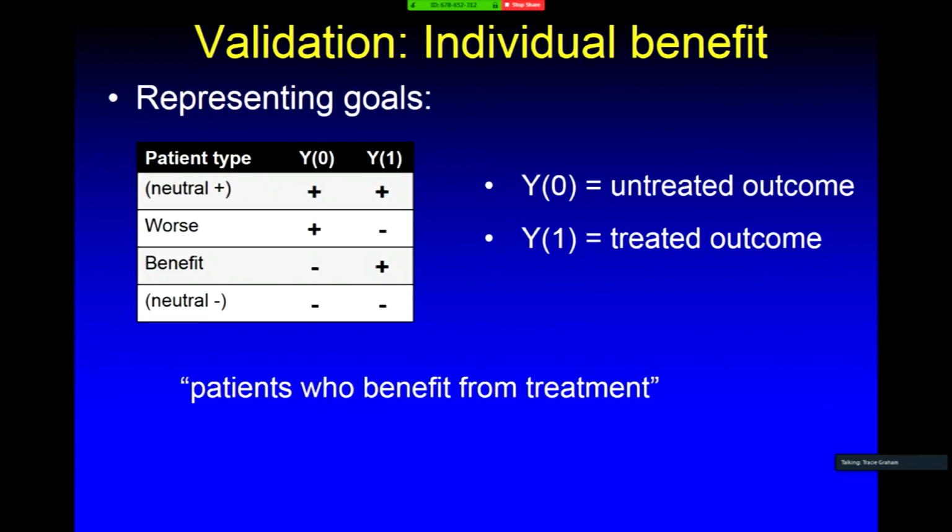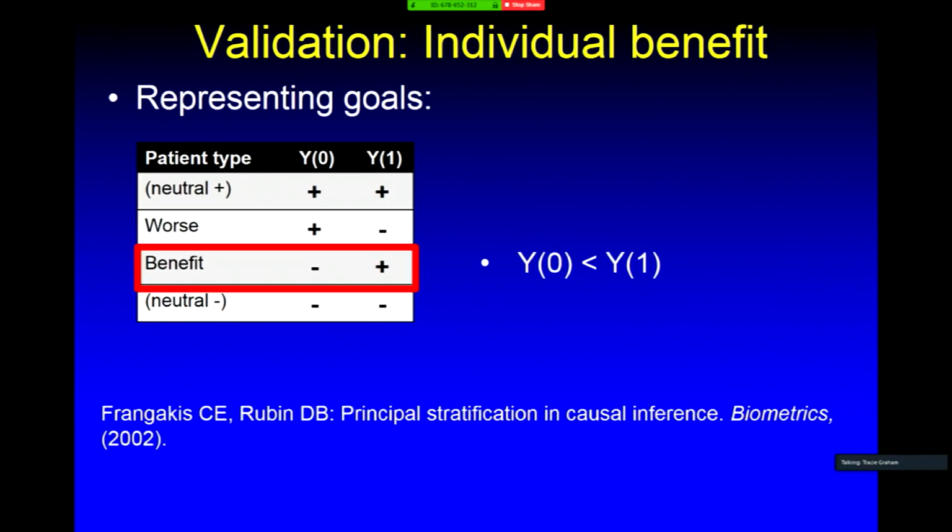Why? Because we'd need to see an untreated outcome and a treated outcome. So in a very simple space, you could envision an untreated outcome as positive or negative, and a treated outcome as positive or negative. I think what we're hoping to do is to identify this group, those who would benefit, where in fact we see their treated outcome would be better than their untreated outcome. But it's a fundamental problem that we can't measure that. Okay? This is called a principal strata.